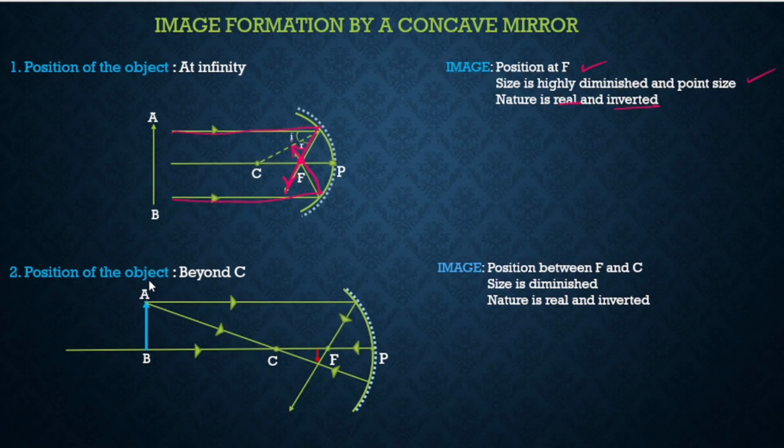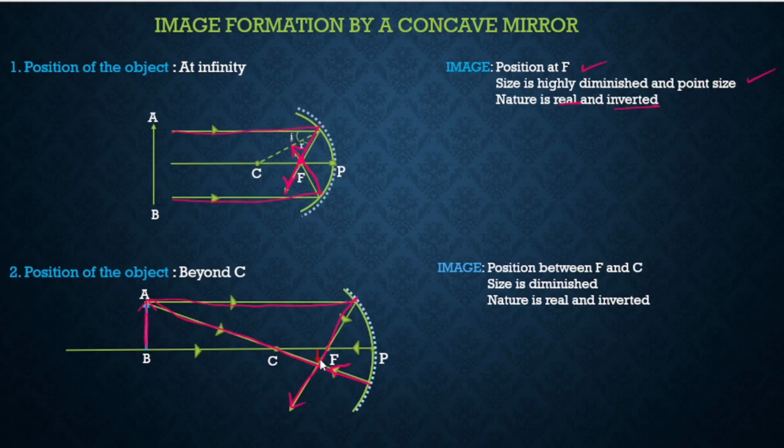Next: the position of the object is beyond C, meaning behind C. Suppose we take a light ray. This is the object, which is placed beyond C. A light ray from here becomes parallel, then it will pass through the focus. We take a second light ray that passes through the center of curvature. If it passes through the center of curvature, the ray will retrace back along the same path.